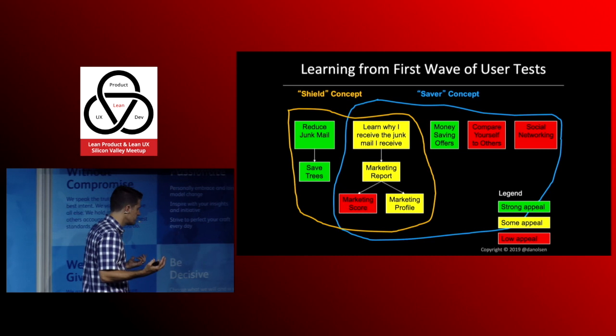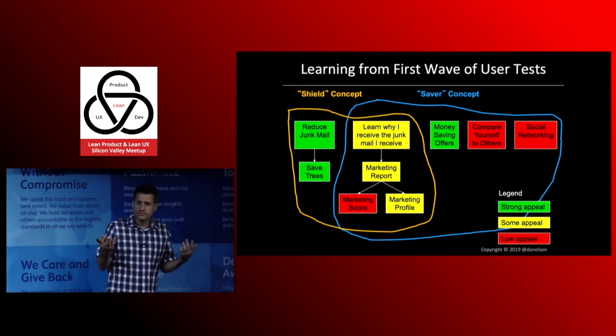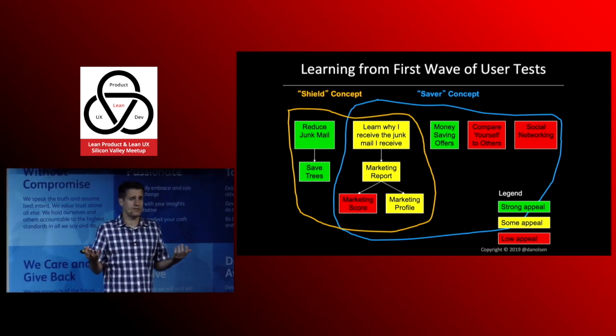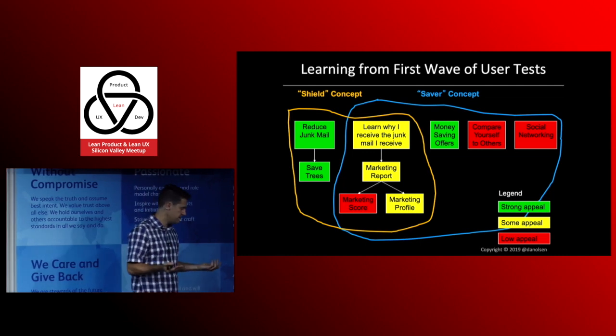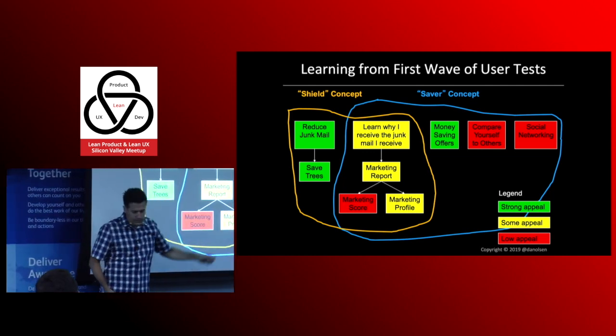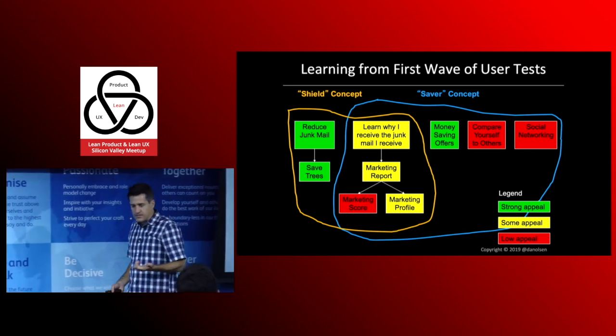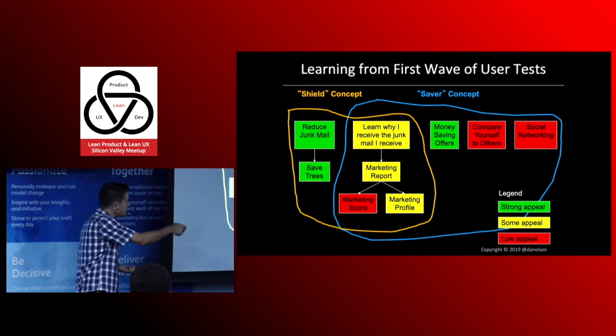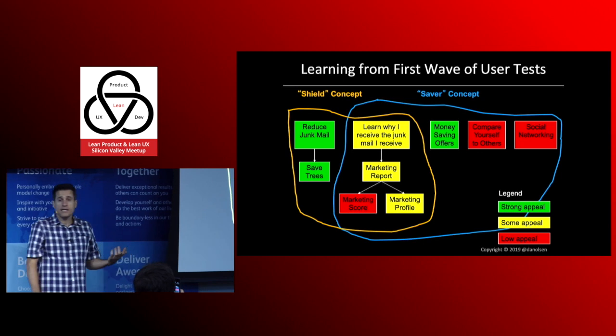So the first thing is, did we find any green? There's no guarantee, especially the first time you do this, that you're going to have any green. We had green. We had a little island of green here in the shield concept and a little island of green in the saver concept. The thing is, remember what was the core idea? This was the core idea. Did we have any green in the core idea?